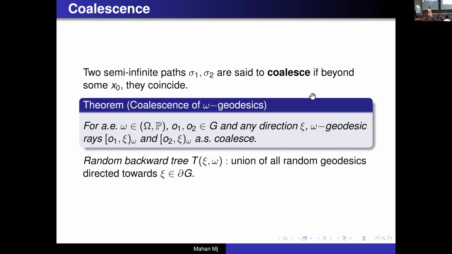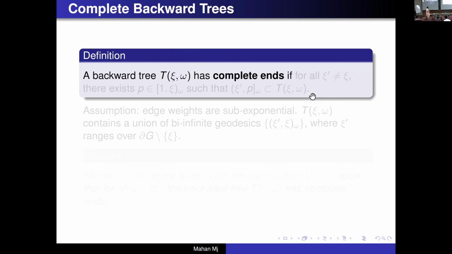Not yet. So you have to have a little bit more work necessary. But there are probability distributions where that happens. So here's the thing. We say, and this is really addressing Vijay's question, that a backward tree has complete ends if for all other points, you have a point P in this forward direction to which it comes and coalesces.